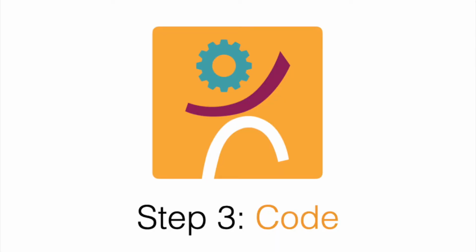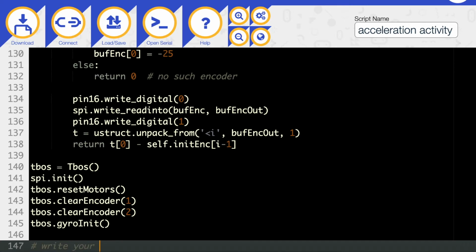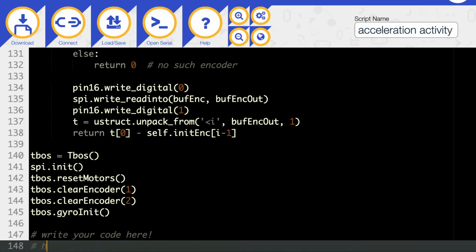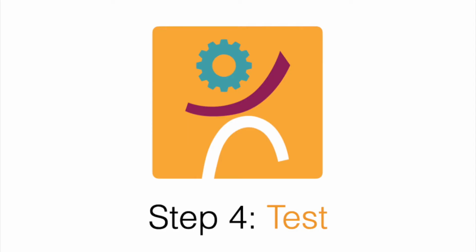Step 3. Code. Code a program that increases the speed of the Trashbot's motors every time button A is pressed and decreases the speed for button B. Use increments of 25.